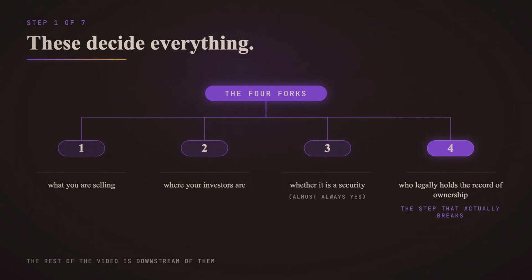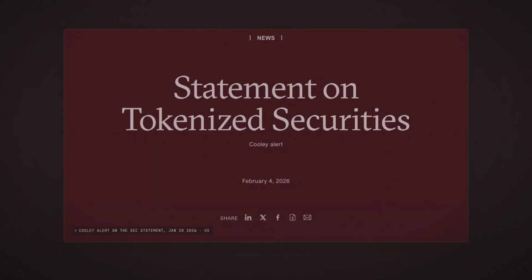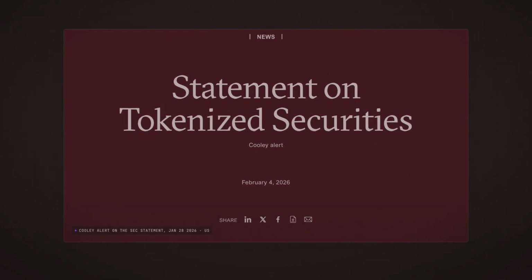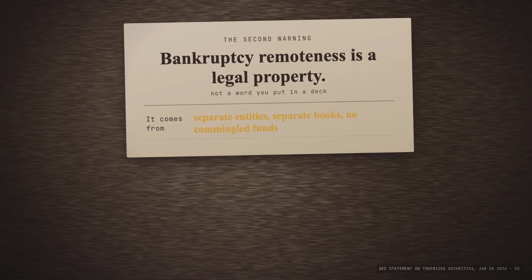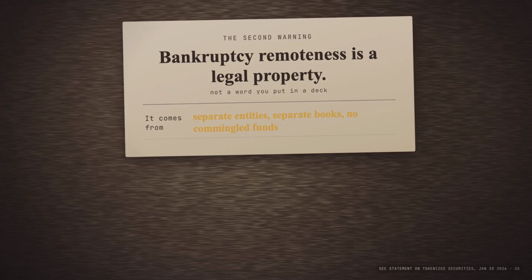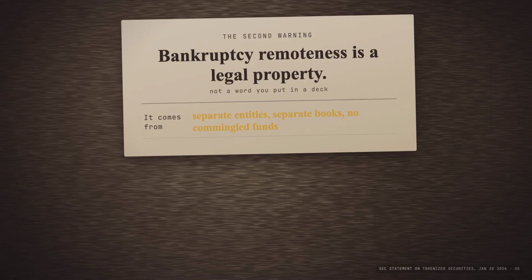2 warnings. If you are pooling money from multiple investors into a vehicle you manage, you may have built a fund, which is a heavier regime. The SEC flagged exactly this for tokenization models in January. And bankruptcy remoteness is a legal property, not a word you put in a deck. It comes from separate entities, separate books, and no commingled funds.